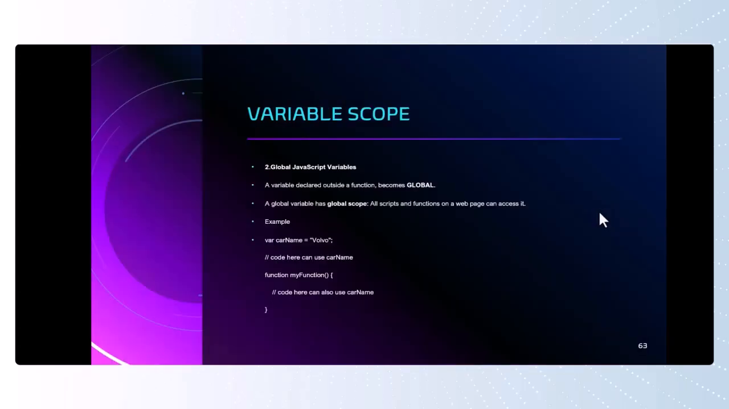So variable scope, the global variables. They're declared outside of a function and it becomes global. It has global scope, and all scripts and functions on a web page can access it. So that's if you have the var carName equals Volvo, and then inside the function, you can also access that global variable.